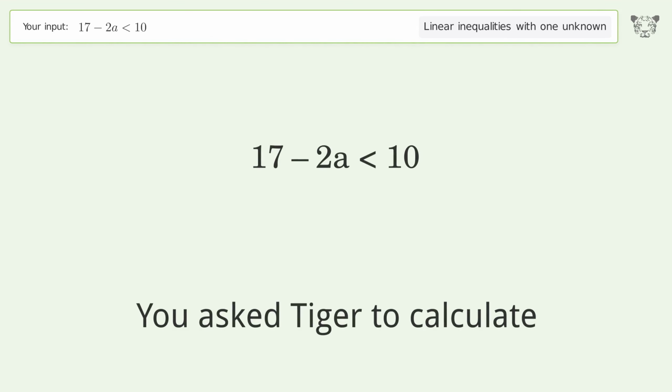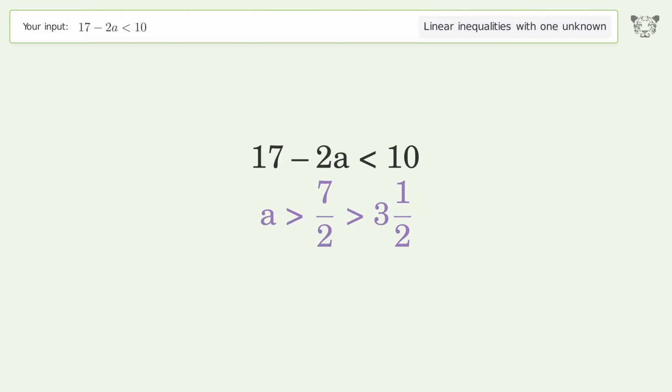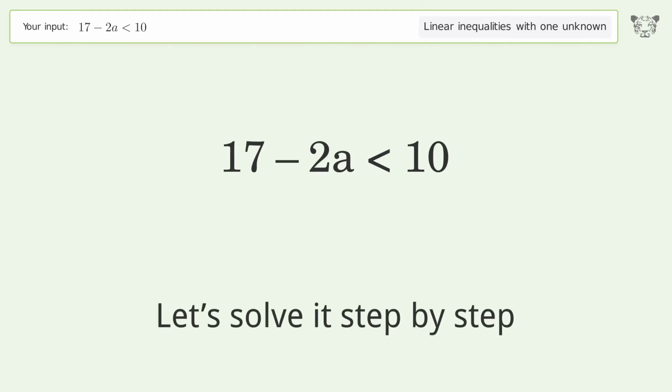You ask Tiger to calculate. This deals with linear inequalities with one unknown. The final result is a greater than 7 over 2 greater than 31 over 2. Let's solve it step by step.